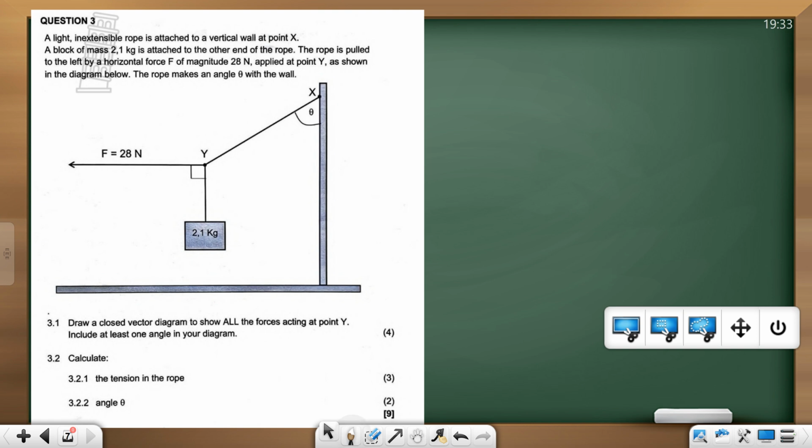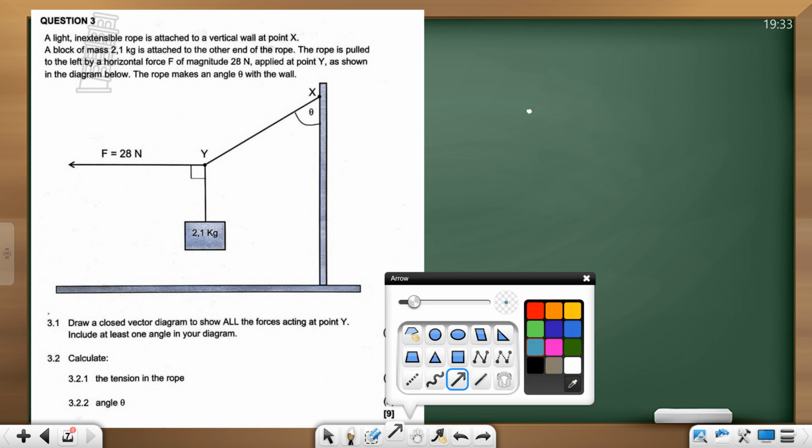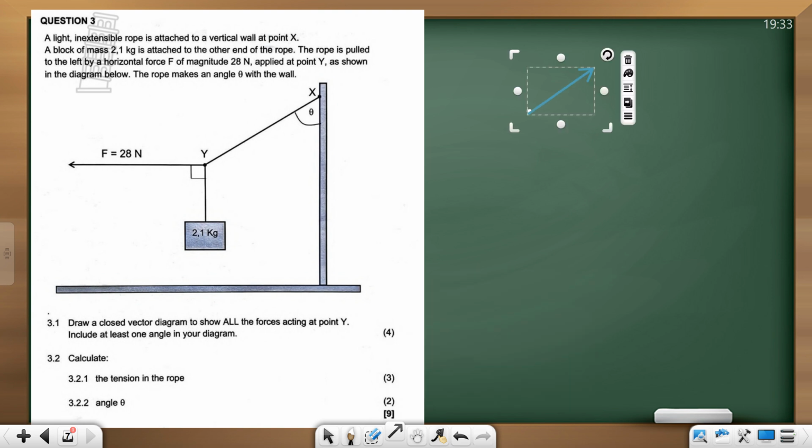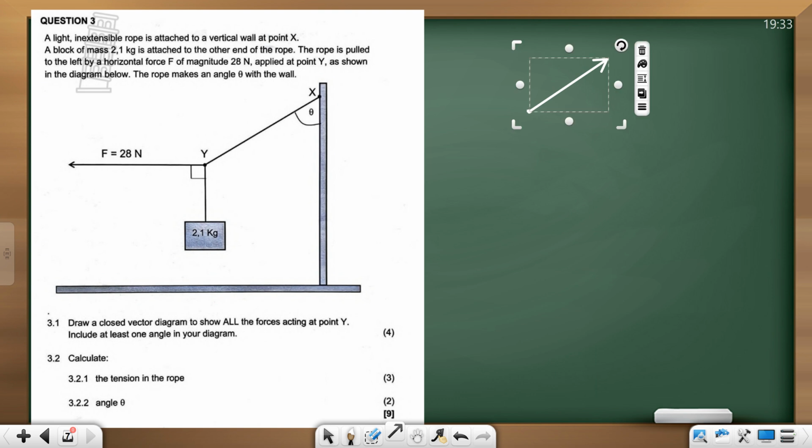First thing that I will ask you to do is to first draw a free body diagram to make life easy for us. So look at this. This is like that. Let me use white. Why is it changing to white? That's our tension. That's the weight.